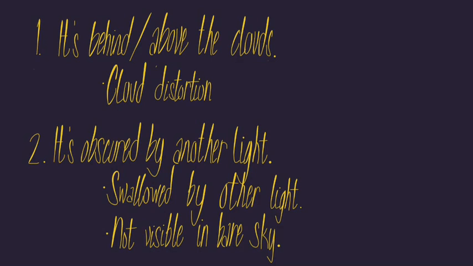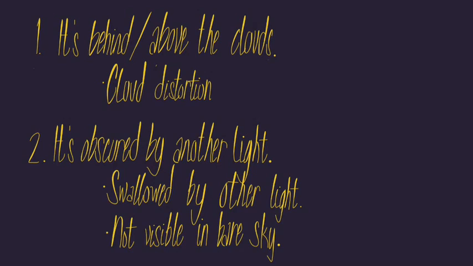It's behind the clouds, and that's evidenced by the distortion that we can see in the video, and I'll show you that in the next clip. And we also know that it's obscured by another light at parts. That is, it looks like it's swallowed up by it. And it's also not visible in the bare sky, which means that I think that it's less bright than the other object, the normal sun or the artificial sun or whatever is producing the yellow light.